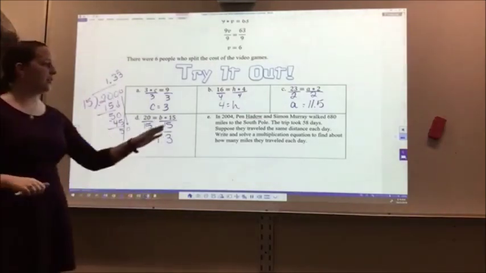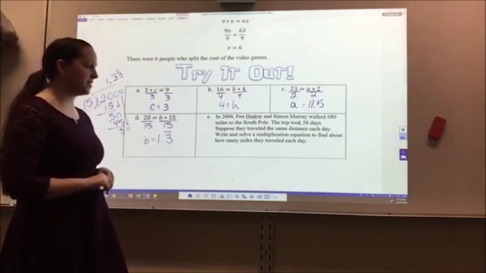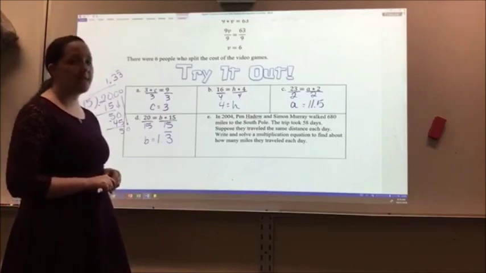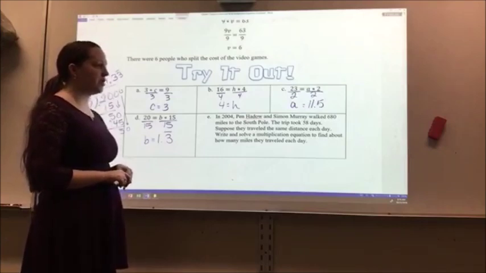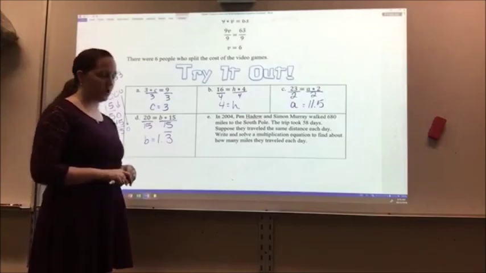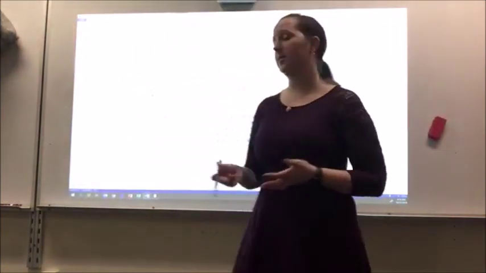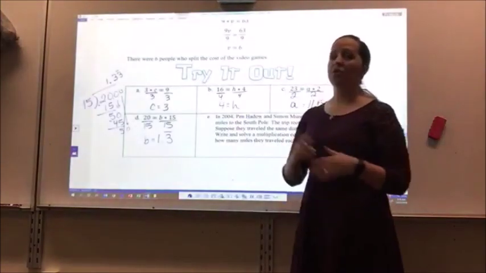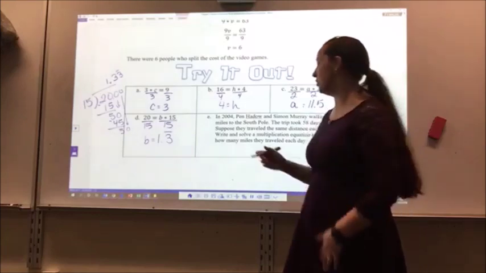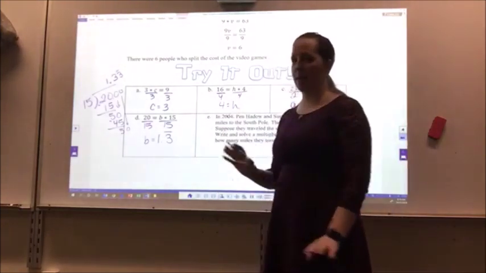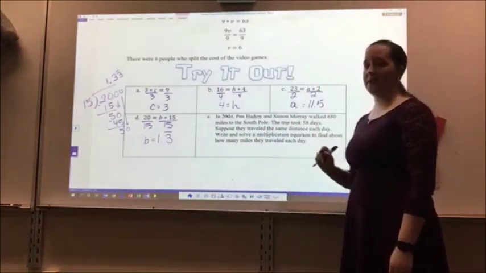For letter E, in 2004, Penn Hadow and Simon Murray walked 680 miles to the South Pole. The trip took 58 days. Suppose they traveled the same distance each day. Write and solve the multiplication equation to find about how many miles they traveled each day. There are 3 numbers in this problem. Not all the numbers are important. 2004 is a year. It's not really important and doesn't have any bearing on the actual equation. So I can just cross it out. I'm left with 680 miles and 58 days.